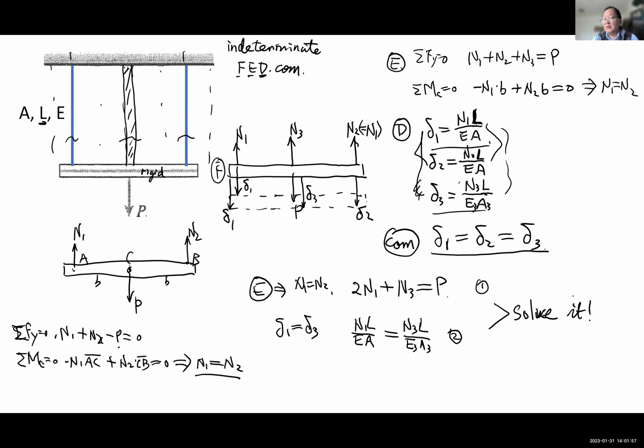Okay, so let's save some time. We have only 15 minutes left. I want to go over another example. I'm sure you can solve this, right? Two unknowns, N1 and N3, two equations, solve it. All right, any quick question about this example? No. All right, so let's look at the next example.